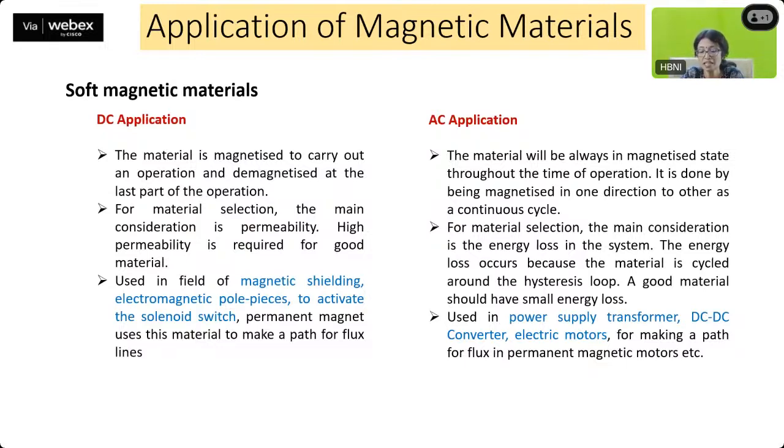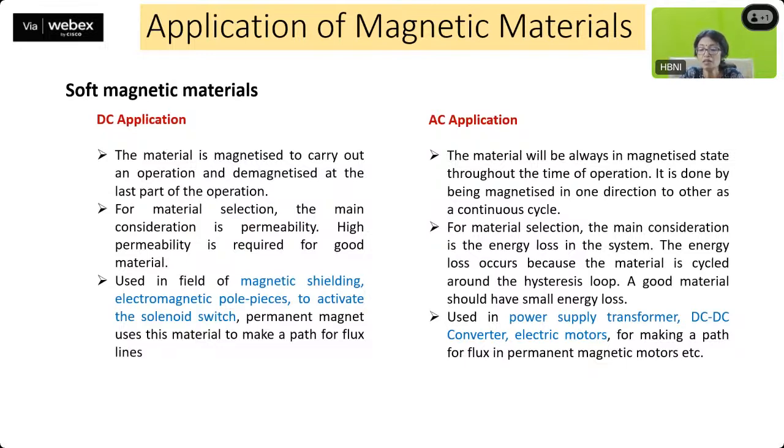When you look into the AC applications, these are generally used in power supply, transformer, DC-DC converter, and electric motors. So in this case, how it works, the material will always be in a magnetized state throughout the time of operation. And this is being done by it being magnetized in one direction to the other as a continuous cycle.